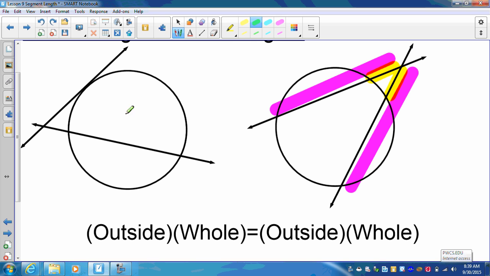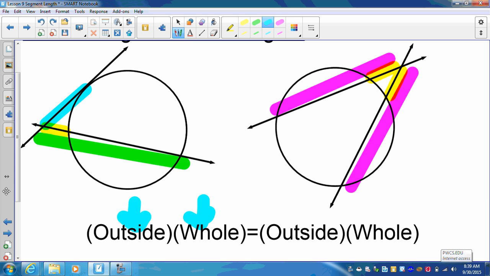So let's talk about this picture on the left, because it's a little different. This secant still has an outside piece, and it has the whole piece. My tangent line doesn't go through the circle, so there's only one segment to talk about right there. So we're going to take whatever that value is for this blue tangent segment, and say that that's the outside and it's the whole. So it goes in for both spots in the equation. So let's work a couple of these problems.